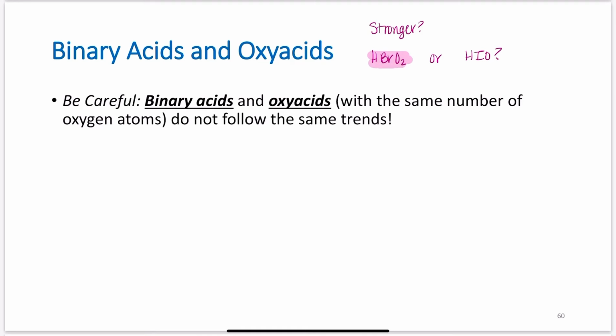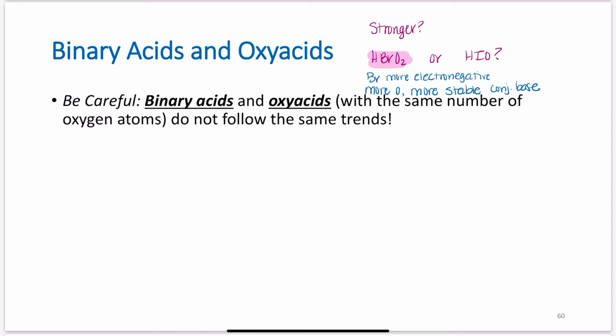First of all, bromine is more electronegative. Second, this has more oxygens, so more stable conjugate base.